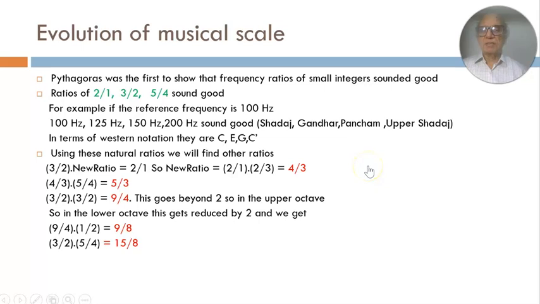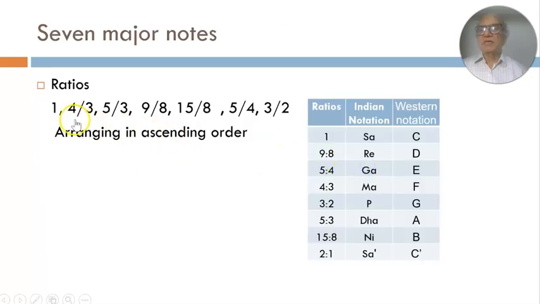So let us look at all these ratios that we have generated: 1, 4 by 3, 5 by 3, 9 by 8, 15 by 8, 5 by 4 and 3 by 2. And what we do is we arrange them in the ascending order in order to recognize our notes in the octave. So 1 corresponds to Sa, 9 by 8 is Rishabh, 5 by 4 is Gandhar and so on.